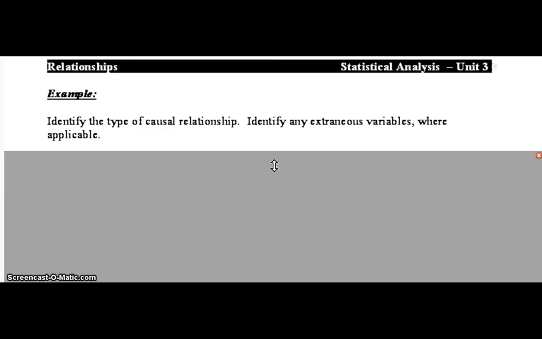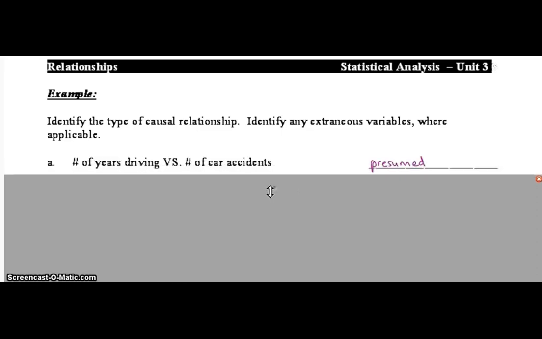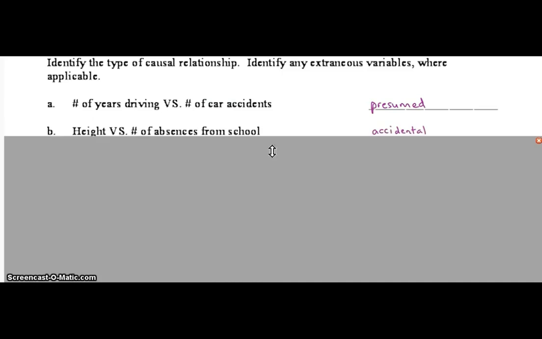Okay, welcome back. Just remember that some of your answers could be different than mine. It's really just how you justify them. So the number of years driving versus the number of car accidents, I said was presumed, because if you drive more, it doesn't cause you to have more or less accidents. It's just if you have more driving, you have more experience, so you may have less car accidents, but it's not cause and effect. Driving more does not cause you to have more or less accidents.